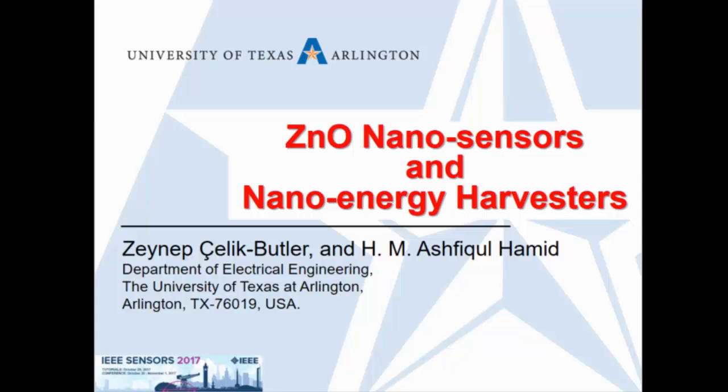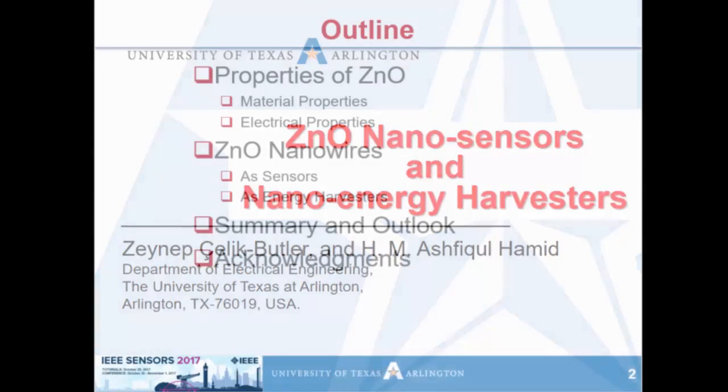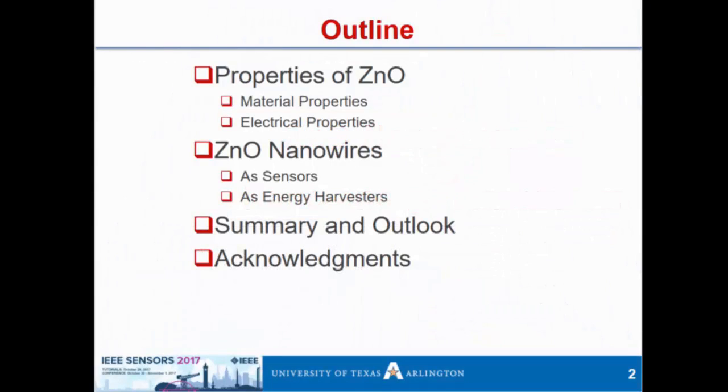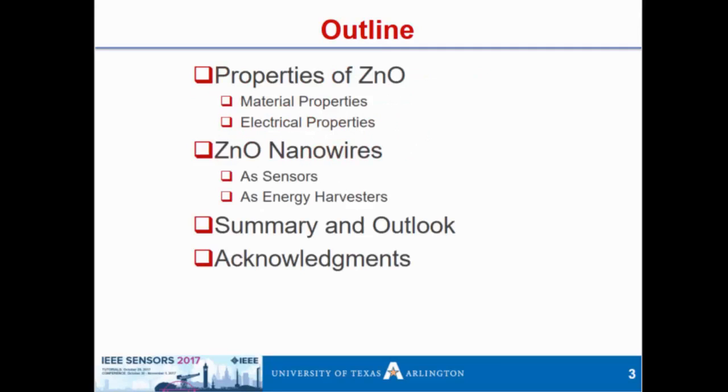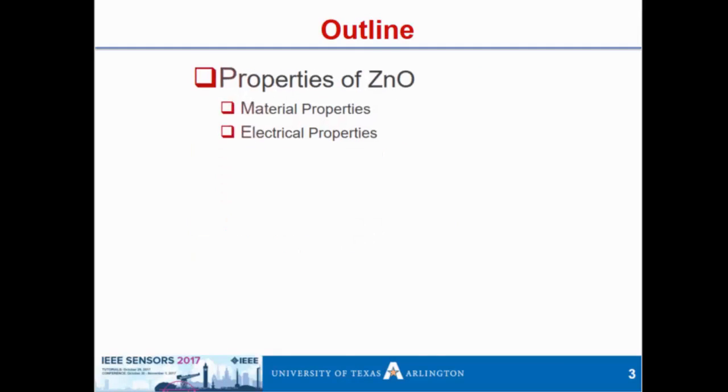I will be giving you an update on our group's most recent results on zinc oxide nanostructures for sensing applications and for energy harvesters. So I will start with general bulk properties of zinc oxide and give a brief overview of the material and electrical properties. Then I'm going to move on to zinc oxide nanowires and our accomplishments and results on these wires as physical sensors and harvesters. Then I will conclude with a summary and future outlook.